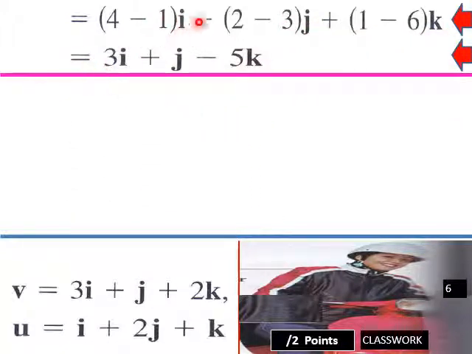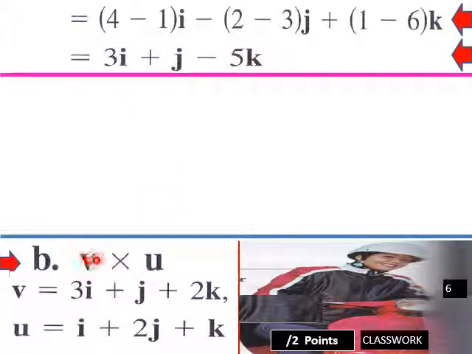And then when you combine like terms here, we have 3i plus j. You have a negative 1 minus a negative 1, which is positive j, and then minus 5k. So that's that cross product there.